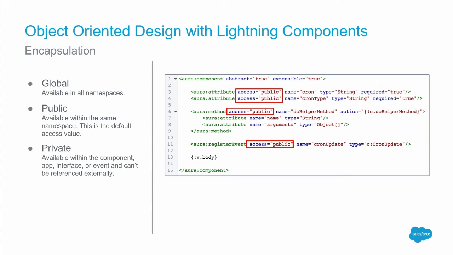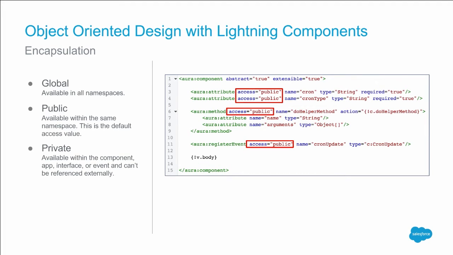So global means that an attribute, method, or event is available in all namespaces. And the way to think of that is if I was building, for instance, a managed package of some sort, when I do that, I create a namespace for it, so it's uniquely identified as essentially mine. And there'll be some logic inside of that managed package that I might want to make available to the outside world. If I want to do that, I need to declare it as global to make it accessible.